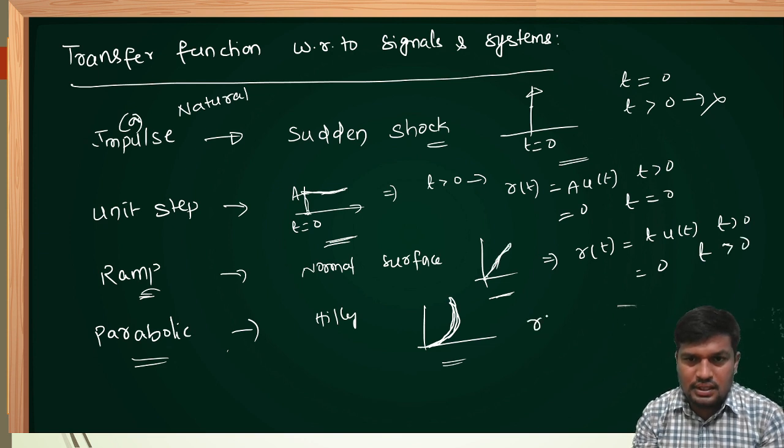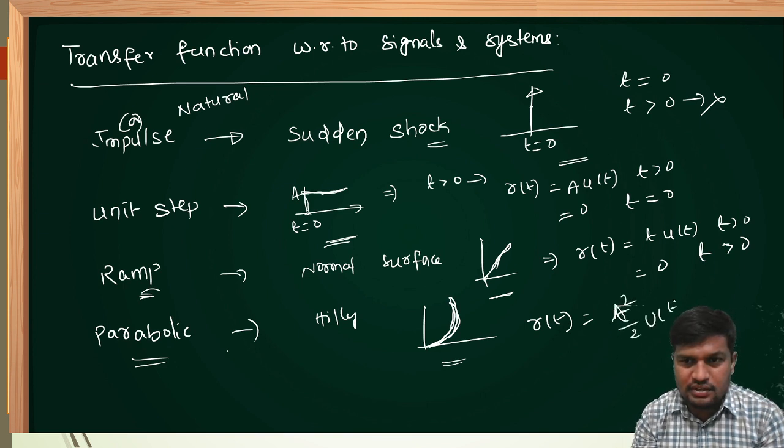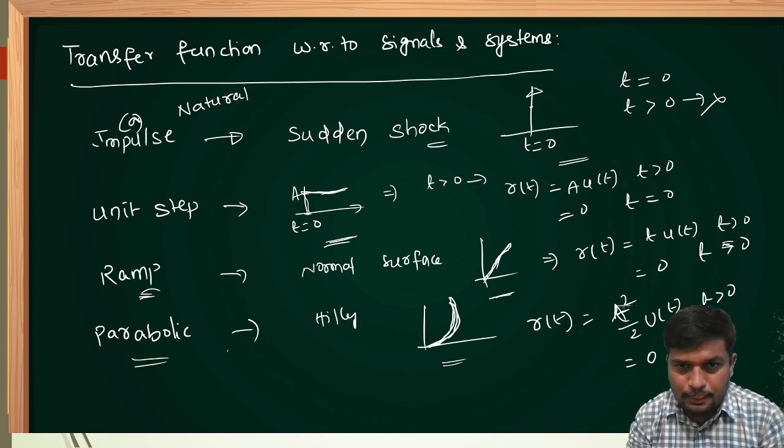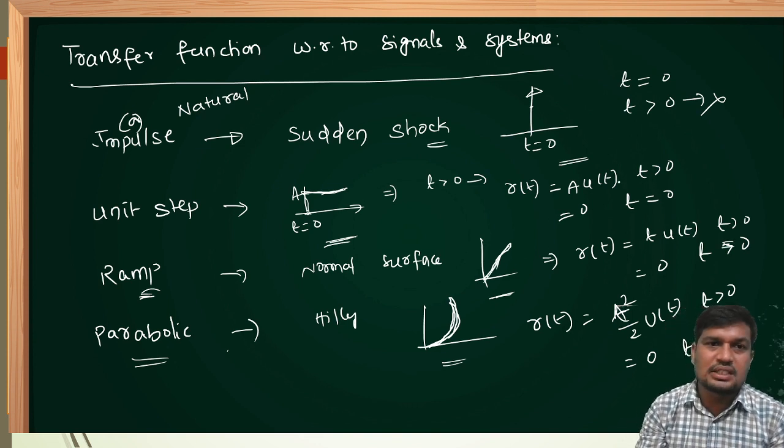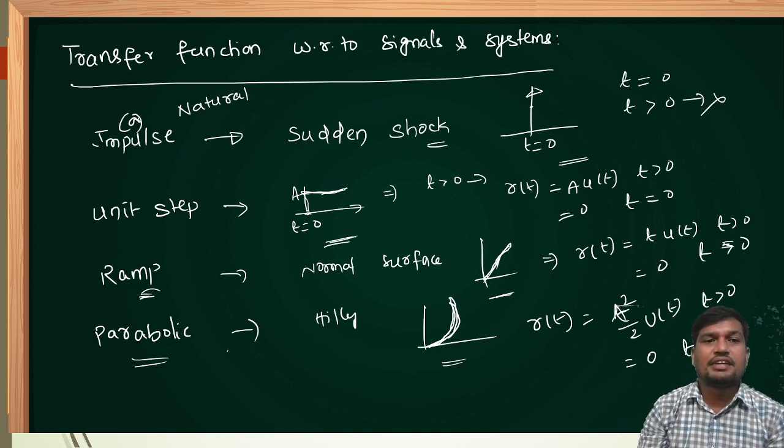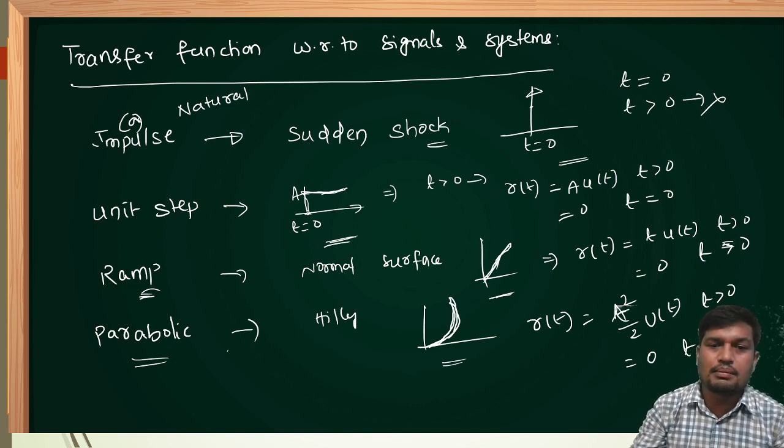Now, the parabolic signal R of t is nothing but t square by 2 into u of t when t is greater than 0, and also 0 when t is equal to 0. Okay. Now, these are the basic definitions of impulse, unit step, ramp and parabolic.